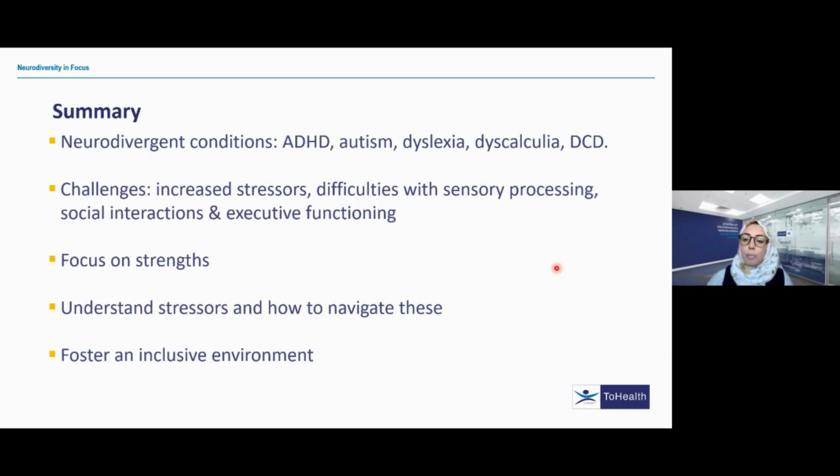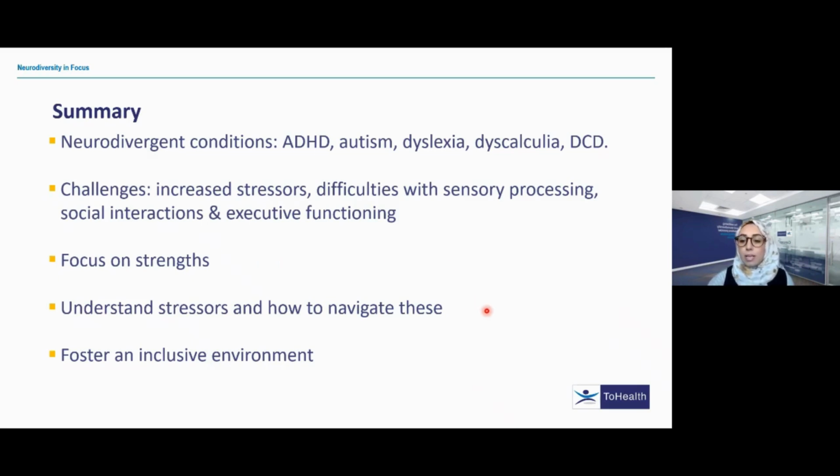So just to wrap up, here's a quick summary of what has been discussed today. So some of the neurodivergent conditions that we have looked at, and how neurodivergent individuals in the UK do face unique challenges that can impact their overall well-being. So some of the stresses that we've looked at, some of the strategies that you can utilise as well. Remember, neurodivergent individuals have many strengths, and that's what we should be focused on.